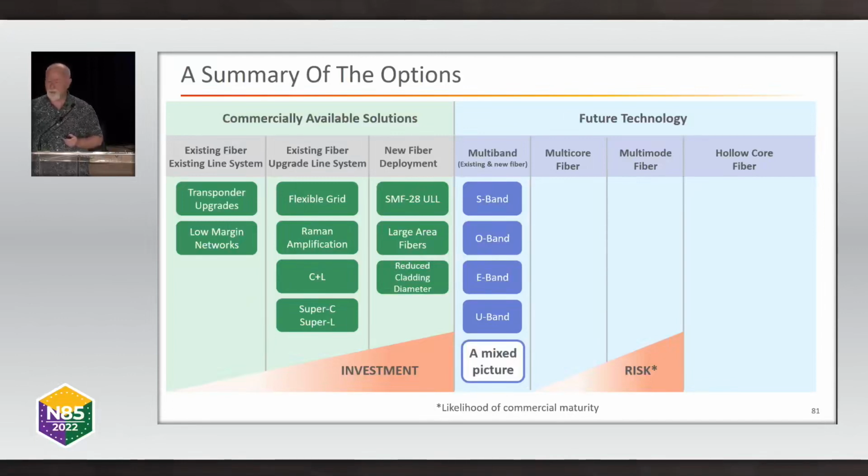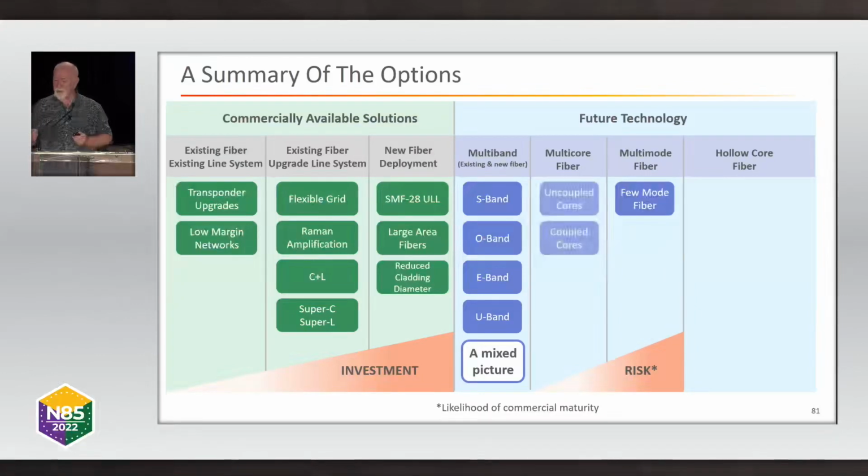I'm not sure it's going to pan out economically with multiband. Multi-mode fiber, I covered it very briefly, the few mode fiber experiments. That does mean you have to develop new transponder technology. Multi-core fiber, we have the uncoupled and coupled core. I think uncoupled definitely has a future because, again, you don't need to develop new transponder technology.